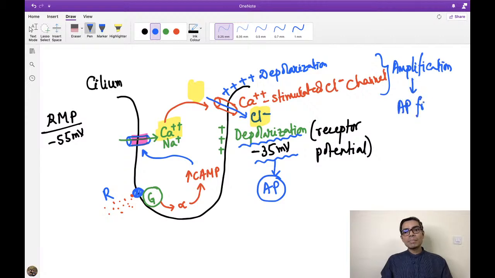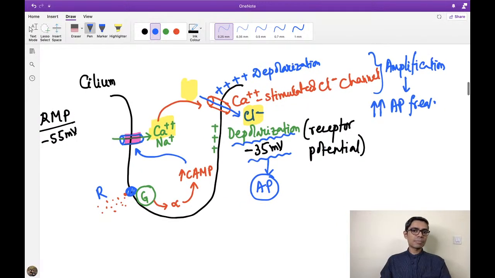Because of this amplification of the signal, the action potential frequency will be increased. And whenever there is an increase in action potential frequency, even if the amount of signal, the amount of chemical smell, is very, very small, it can be easily detected by the neuron, because the neuron is amplifying the signal. So that's why it is very important to remember this special channel, the calcium stimulated chloride channel.